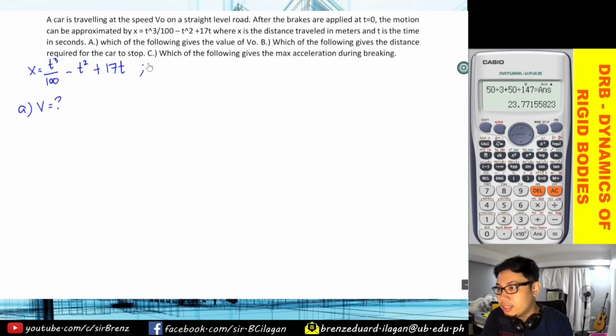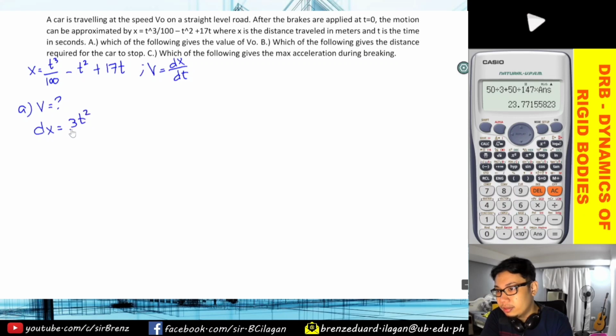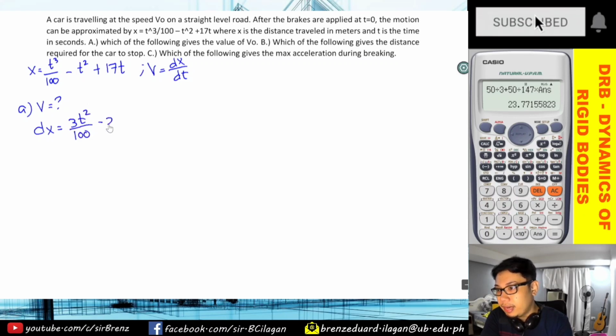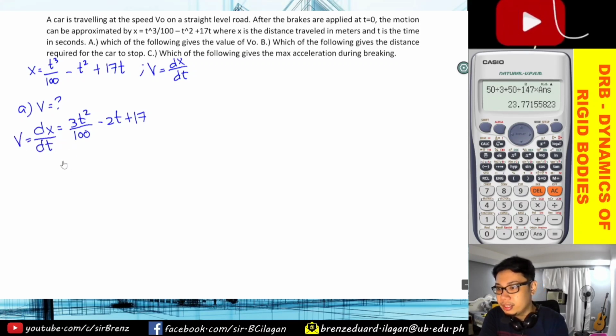Again, velocity is equals lang sa dx over dt. So ang gagawin lang natin, we will differentiate this equation. So that will be dx is equals to 3t squared over 100. Factor out ko na lang yung dt, minus 2t plus 17. So factor out ko and then divide ko dito, transpose ko sa kabila, so magiging dx all over dt. Or that is just equals lang sa velocity.